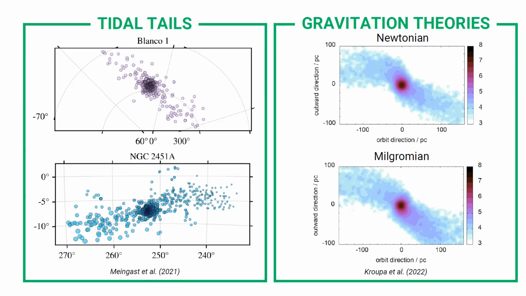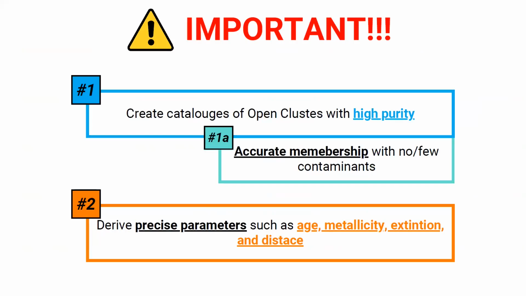So there are multiple different fields, ranging from a bigger scale to a smaller scale. But they all have something very important in common: you need to create catalogs of these open clusters with high purity, and if possible high completeness, or at least know the selection function.